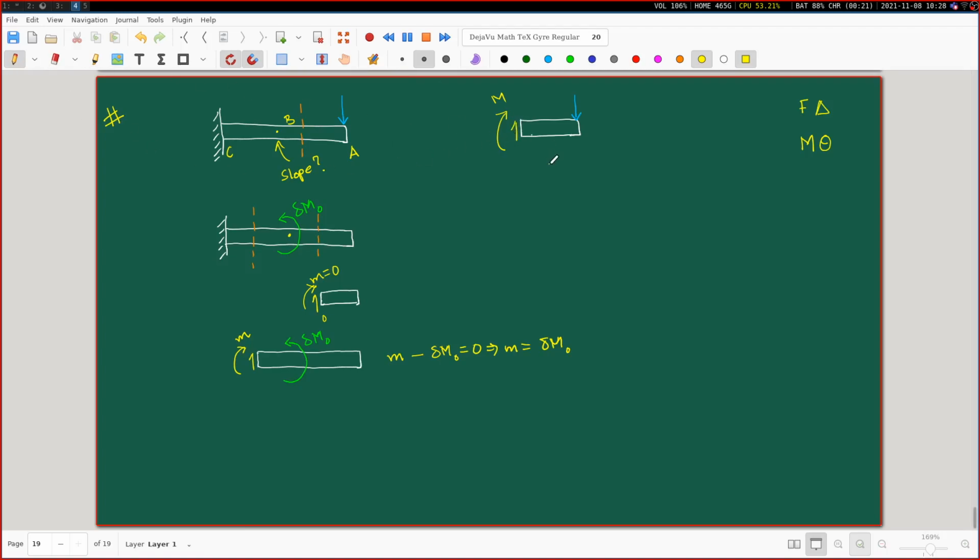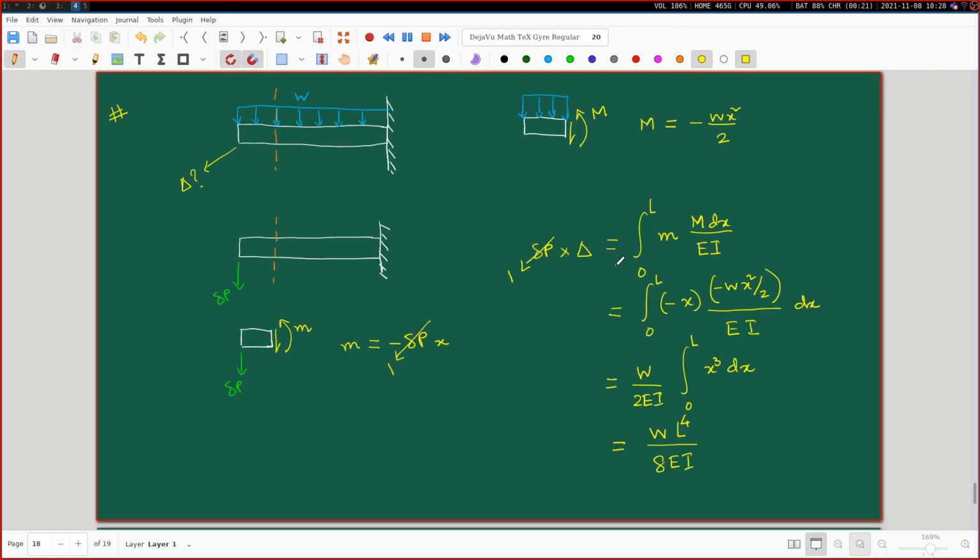It doesn't matter here for this problem, but I'm just correcting myself. Okay, so I did not name this force. This is, let's say, P. So what is this M? M is equal to minus Px. There is no doubt about it. Okay. Now you tell me what I should do.